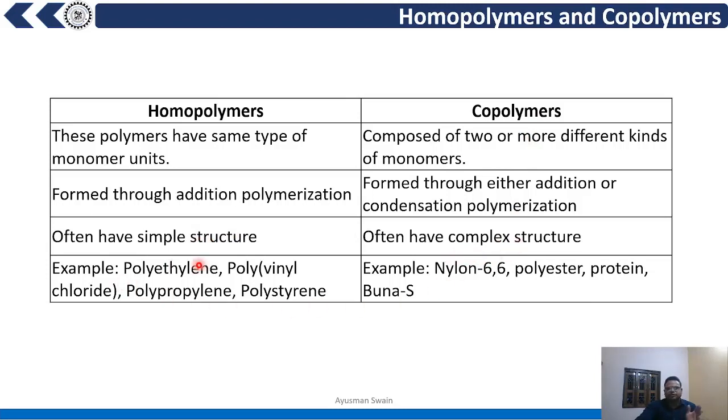Then you can give examples on this side and examples on that side. Some examples of homopolymers are polyethylene, PVC, polypropylene. Here you can give examples of copolymers: nylon 6,6, polyester, protein.